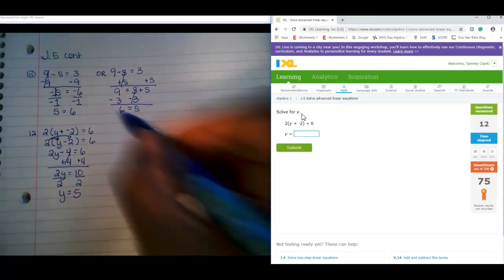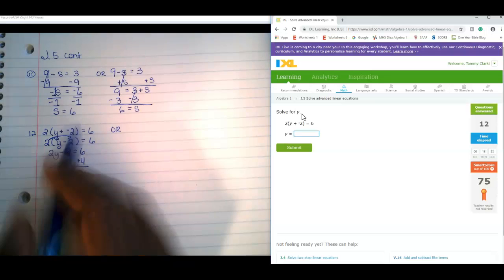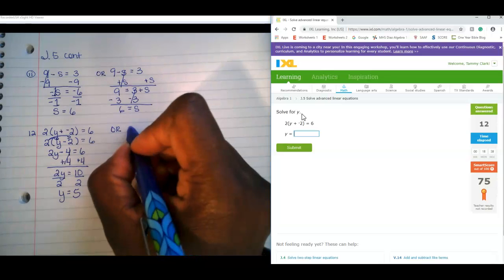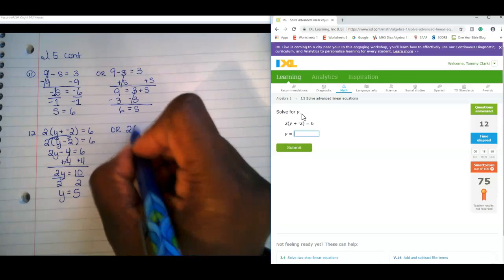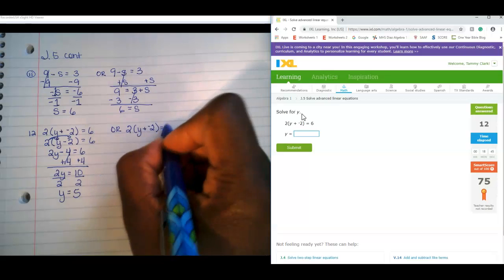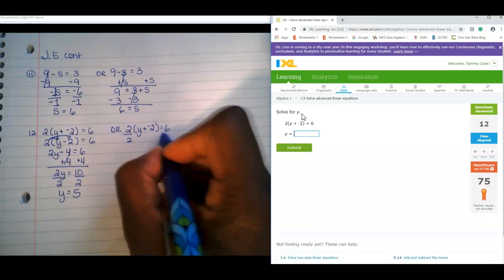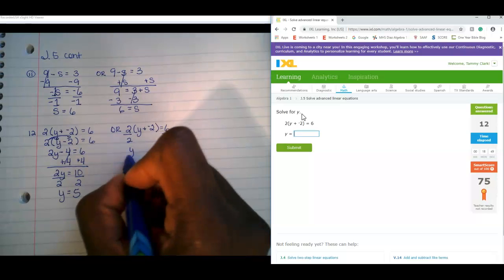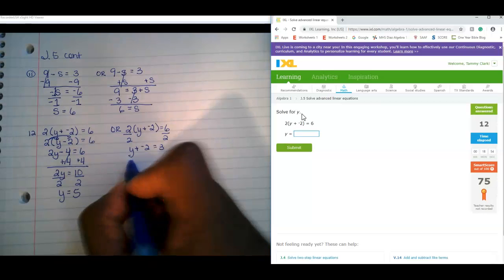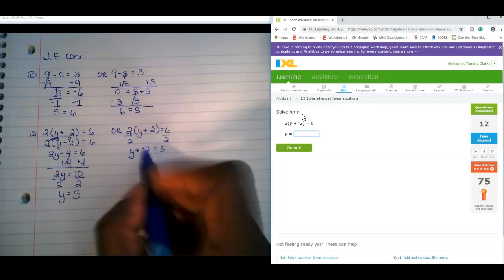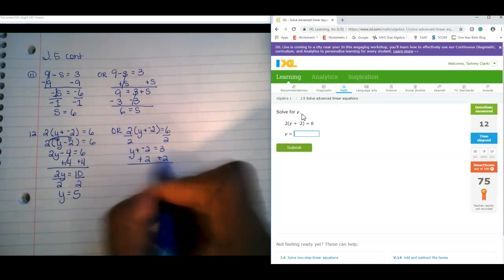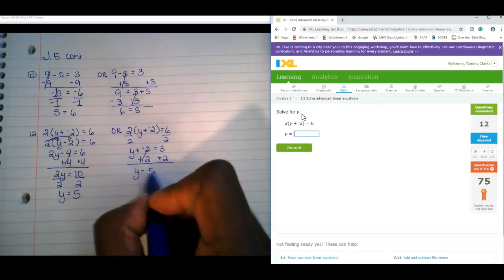Or, if you prefer the other way, I know that 2 is a factor of 6, meaning that 2 divides into 6 evenly. So I could go ahead and divide by 2, and that would give me y plus negative 2 equals 3. And I know that that really is y minus 2. So I'm going to add 2 to both sides of the equation, and that gives me y is equal to 5.